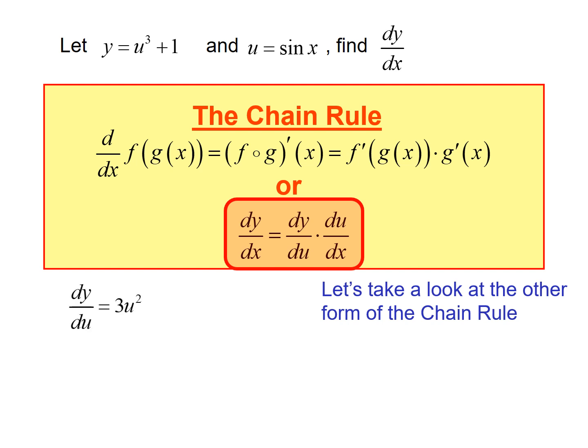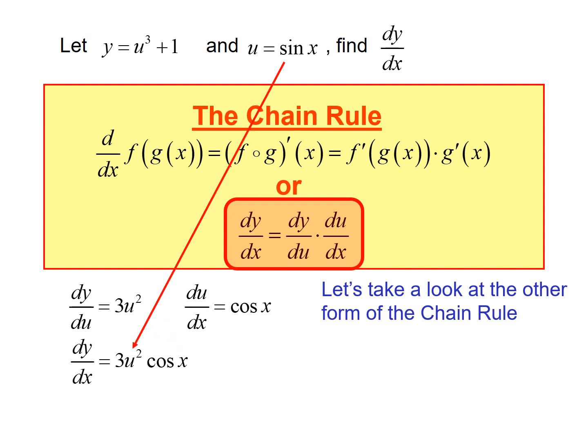dy/du is 3u squared, and du/dx is cosine of x. So dy/dx is 3u squared cosine of x, but that's kind of weird because we have a u and an x. But look up above, and we know that u equals sine of x. So 3 sine squared times cosine.